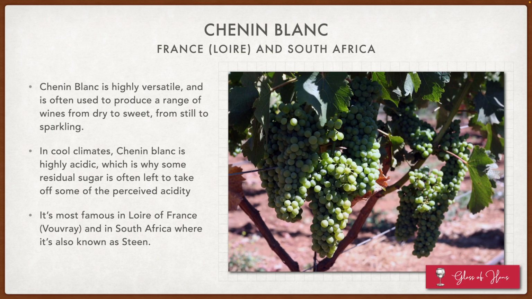Another white grape to pay attention to is Chenin Blanc. Chenin Blanc originates from the Loire Valley in France, but it's widely grown in South Africa. It's highly versatile and can be used to produce wines that range from very dry to very sweet, and from still to sparkling. So it's hard to say, oh, I have Chenin Blanc, therefore it must be so and so. The style ranges hugely. In cool climates, Chenin Blanc is very acidic, which is why some residual sugar is often left to take off the acidity, for example in Vouvray. While in South Africa, it could also be known as Steen. It's important to note that nickname for the purposes of the exam.